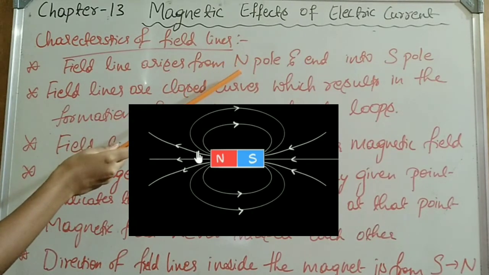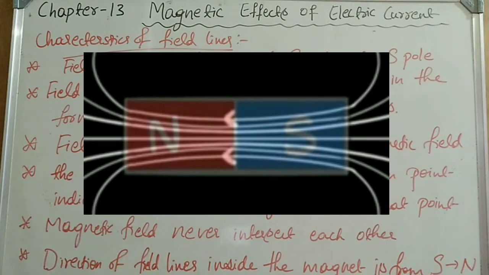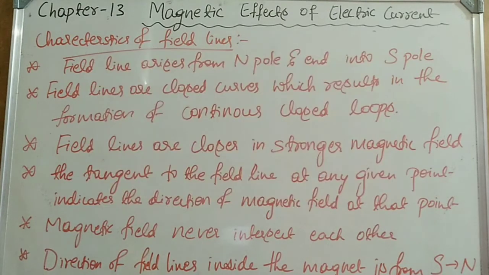What happens inside the magnet? The direction of field lines inside the magnet is opposite to the outside. That is, it arises from the south pole to the north pole. Look at this diagram. We can easily figure out the magnetic lines inside the magnet. The magnetic lines are passing from south pole to north pole.